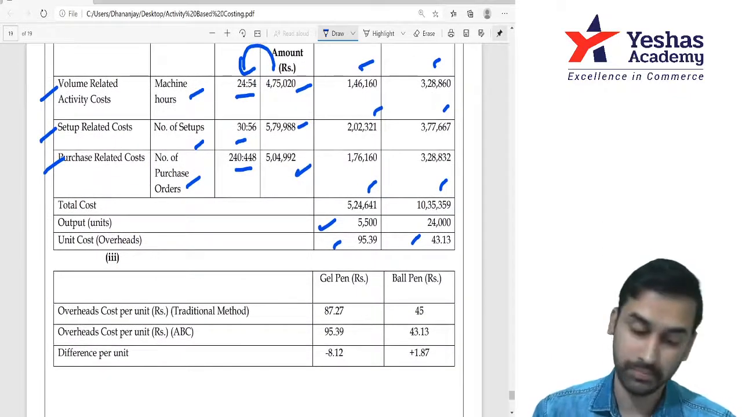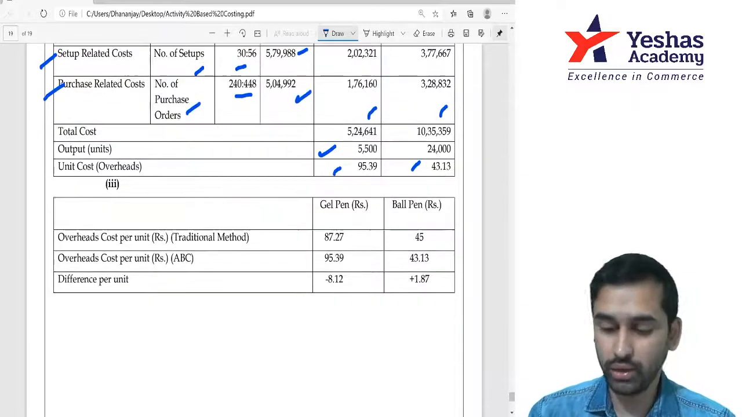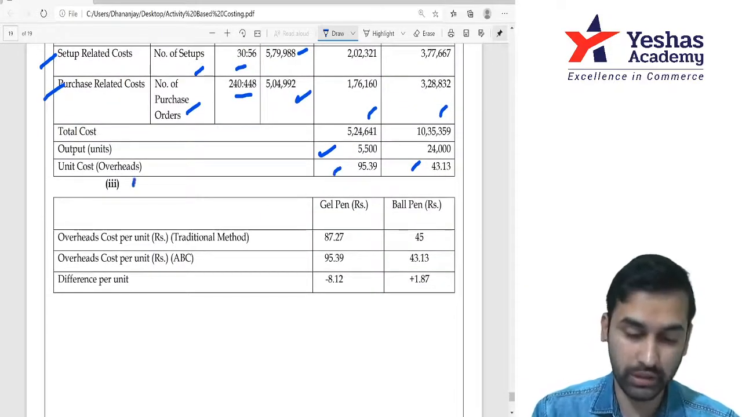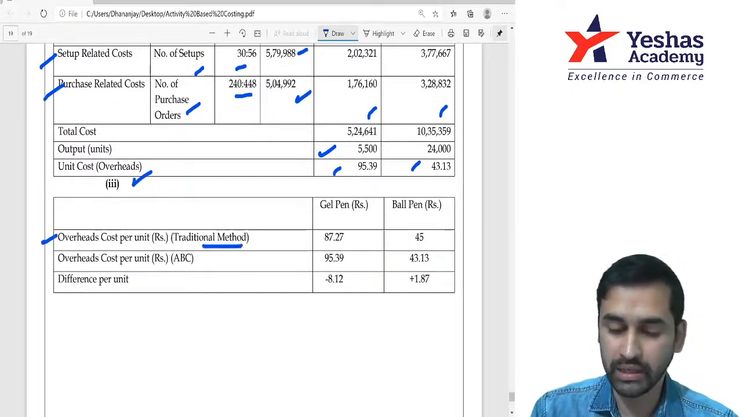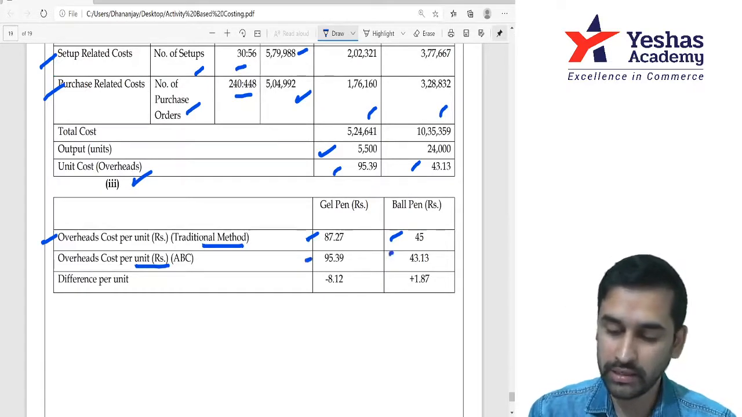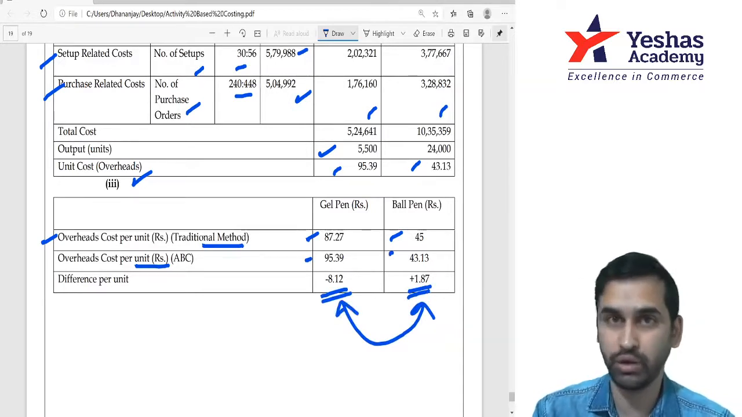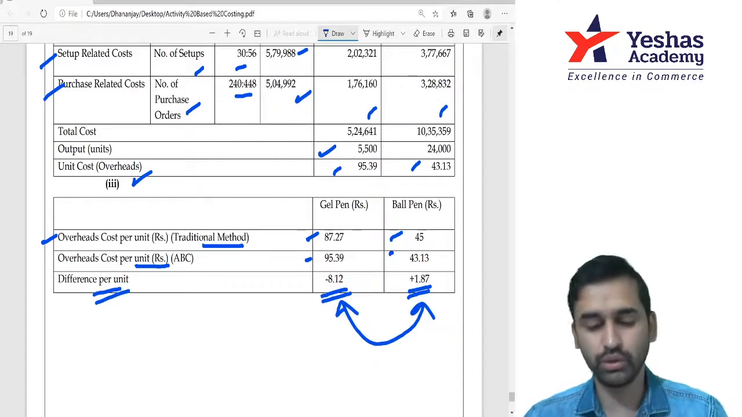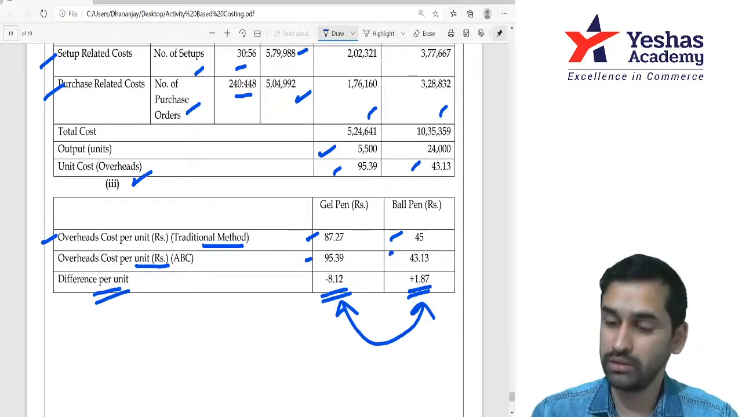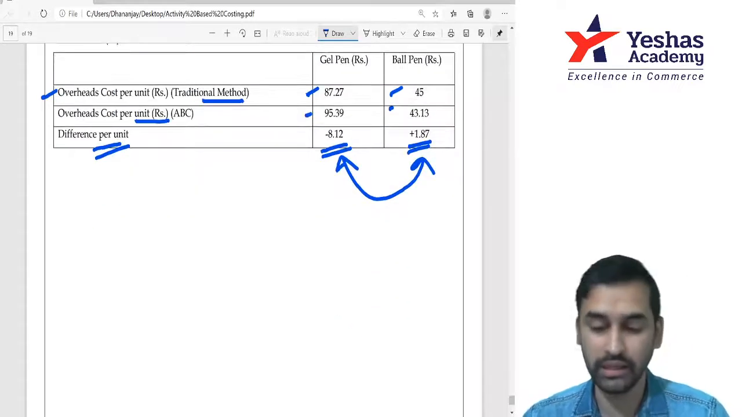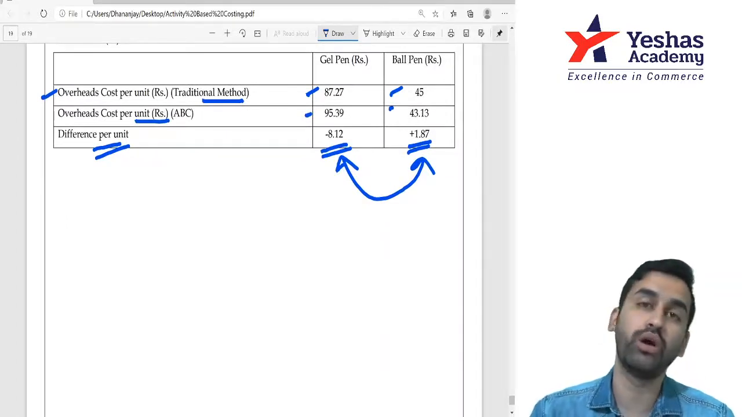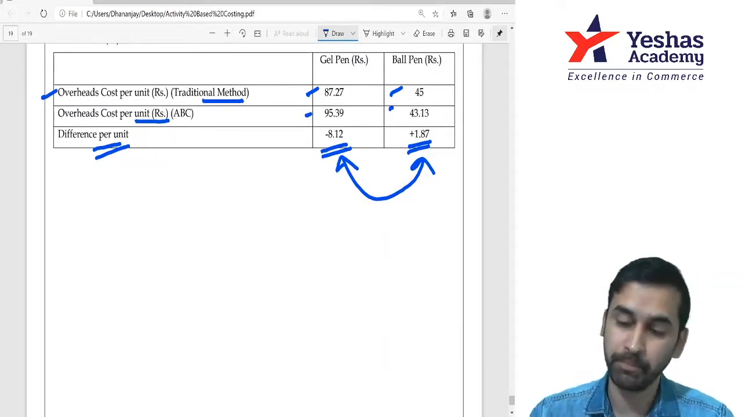Doable. Then they wanted you to show the difference also. Therefore third sub question: overhead as per traditional method, overhead as per ABC method, and then the difference. I've already told you these two differences need not tally. Minus plus need not be equal to 0. Don't worry about it, just show the cost difference. No comment, nothing is necessary.